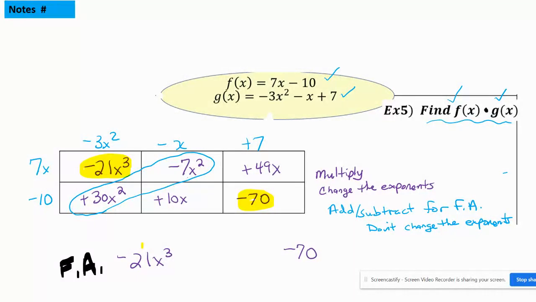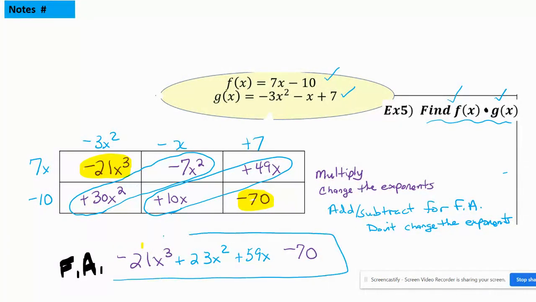So 30x squared minus 7x squared right here. 30x squared minus 7x squared. That would be a positive 23x squared. Next one. 10x's plus 49x's would be 59x's. And there's our final answer. Multicolored. It's 2 different colors.